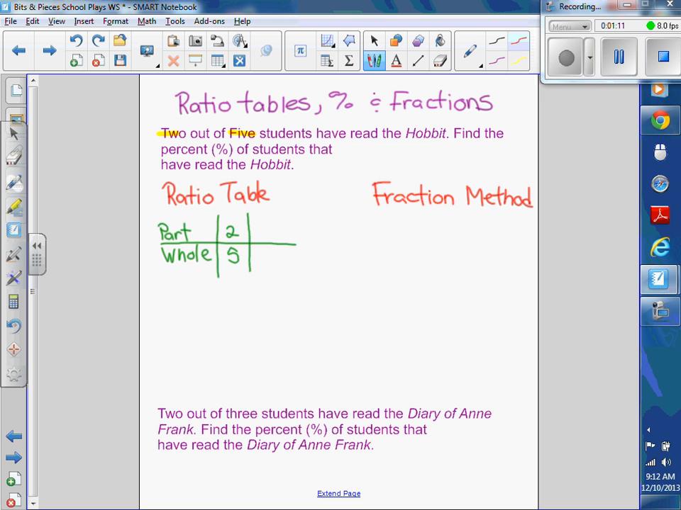So what'd you do, Seabass? So I went to 2 from 2 out of 5, and I times it by 2. Okay. 4 out of 10. And then I did times 10. Right, so you doubled, and then you times by 10. So you got 100. So this is 40. So your answer's 40 because it's percent, which means per 100. 40 out of 100 means 40% of the students read The Hobbit.